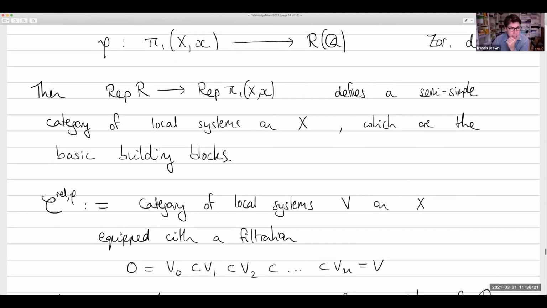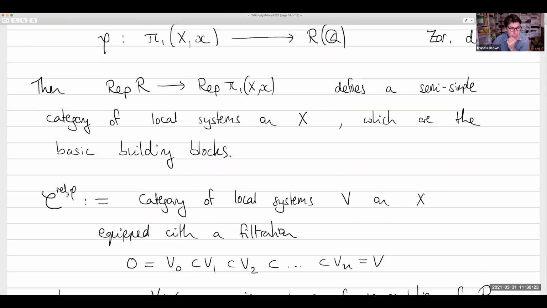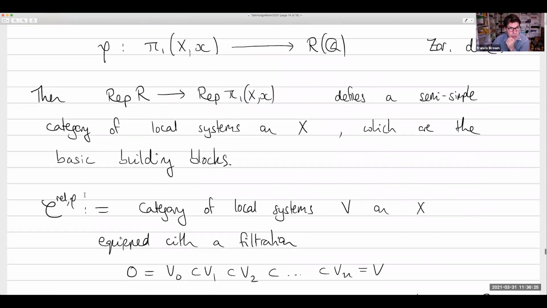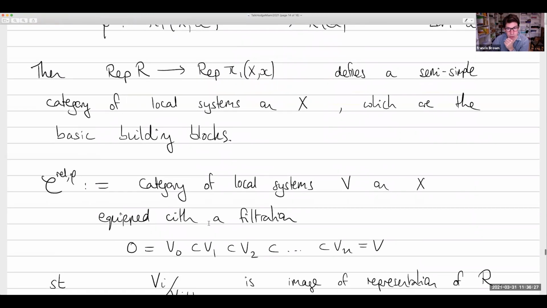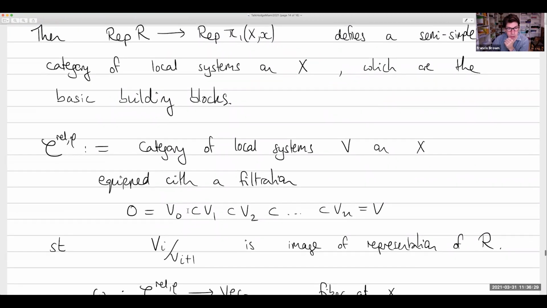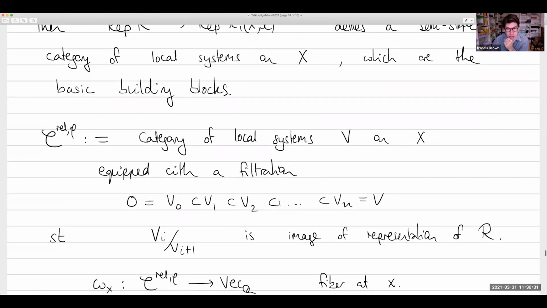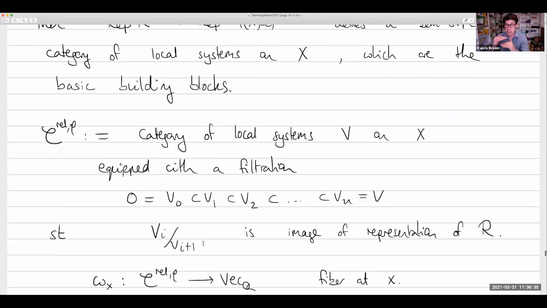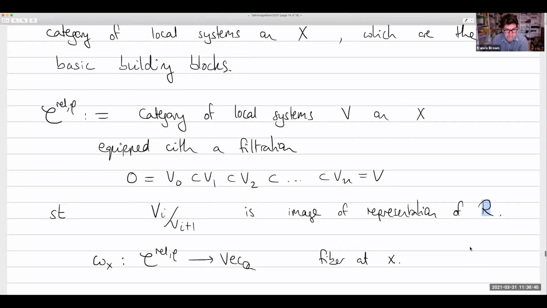Okay, so now we consider a category C rel, comma rho, which will be the category of all local systems on X, equipped with an increasing filtration, now with the property that the successive quotients are the basic building blocks of the type we want, namely they come from representations of this reductive group R.